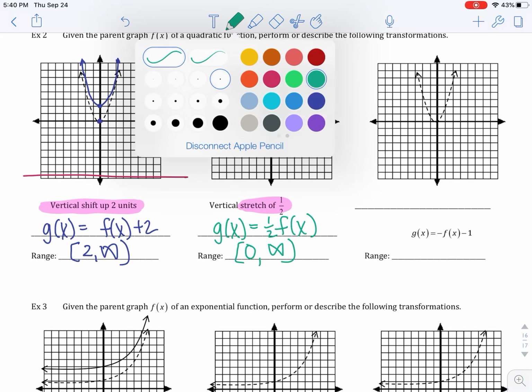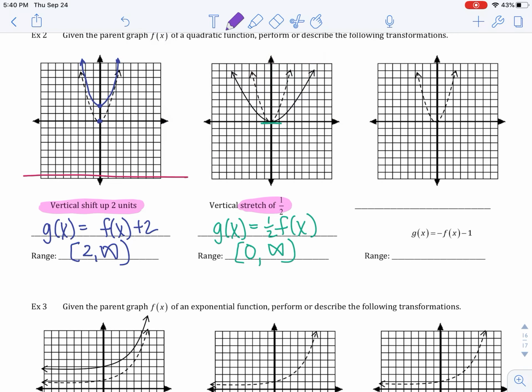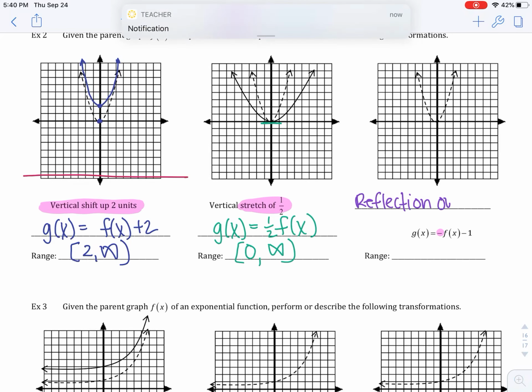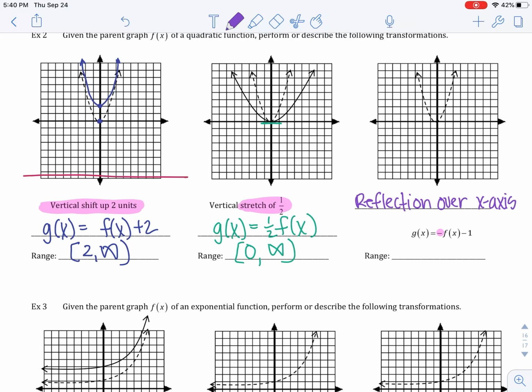And the last one now. Ooh, they gave us the equation. Okay, so a couple things I realized here. I got a negative on the front. So what does that mean? That means there's a reflection. And that reflection is over the x-axis. We got to be specific. Then I have a -1. What does that mean? That means that I have a vertical shift, tell me my direction, down 1.